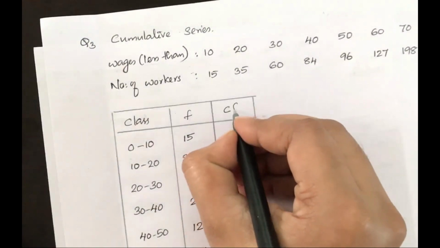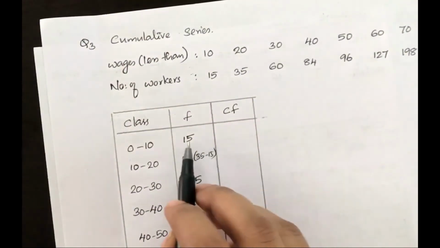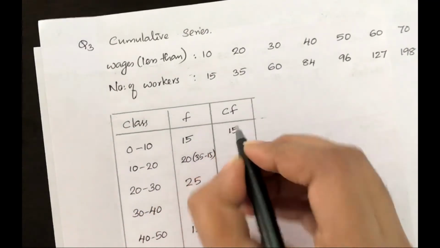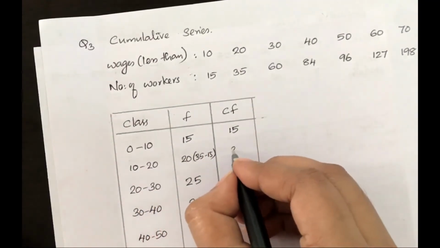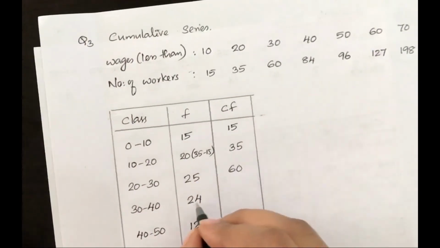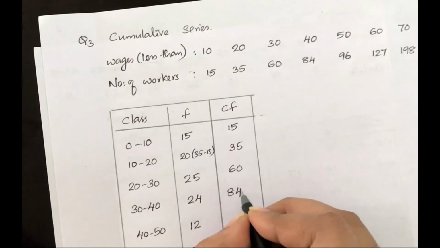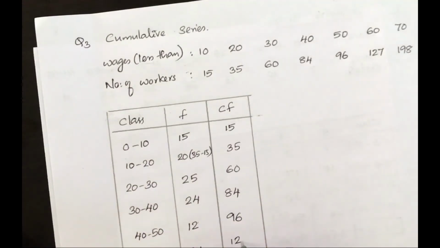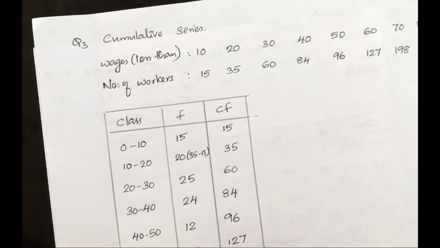Next column is cumulative frequency. How will we find cumulative frequency? The cumulative frequency of the first class is 15 itself. Second, 15 plus 20, 35. 35 plus 25, 60. 60 plus 24, 84. 84 plus 12, 96. Plus 31, 127. Plus 71, 198. Plus 52, 250.